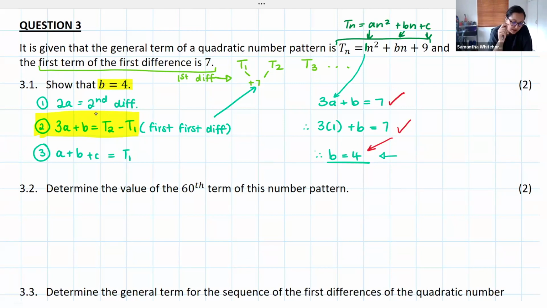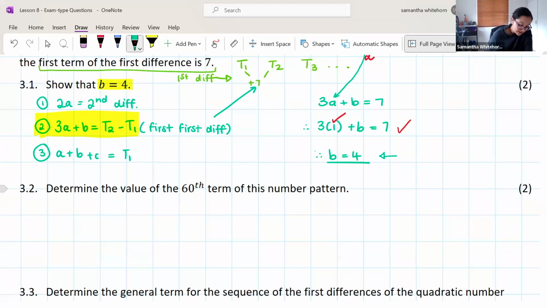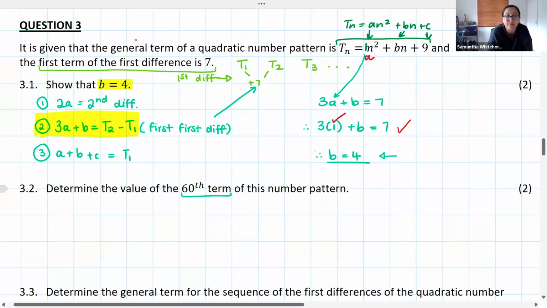Oh, nothing tricky there. In fairness, we might even give you a mark for understanding that A is 1 from the original formula. In this case, I'd probably allocate a mark there. So 3.2 now says determine the value of the 60th term of the number pattern.